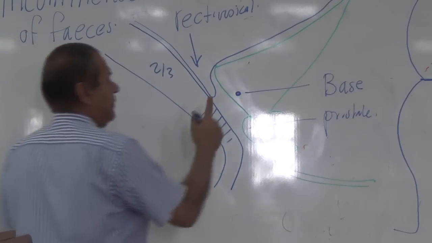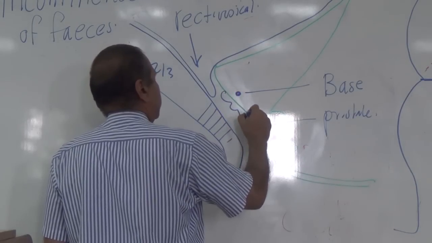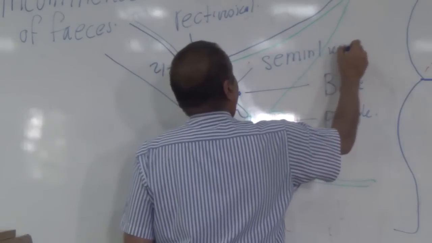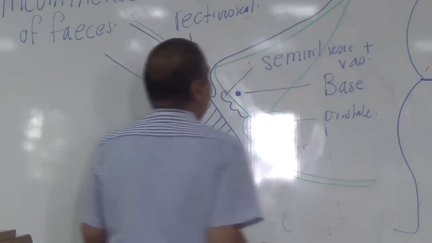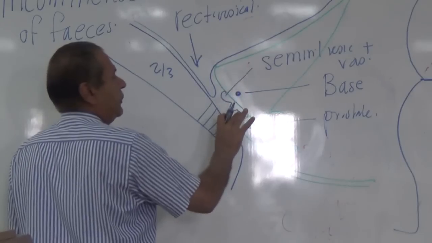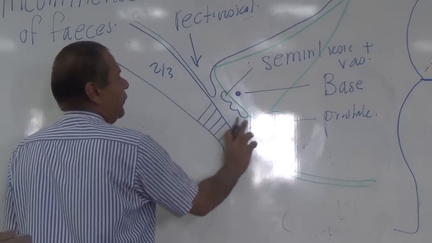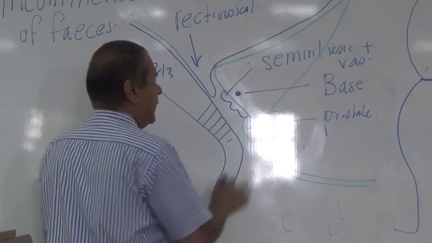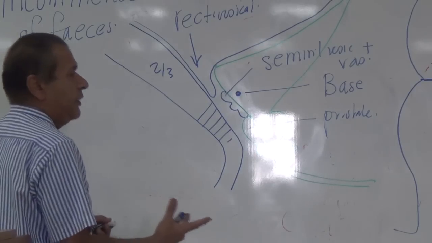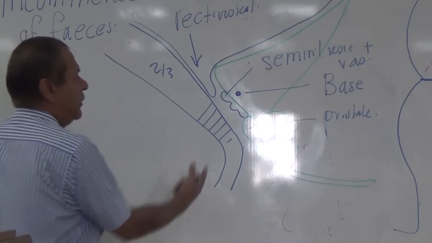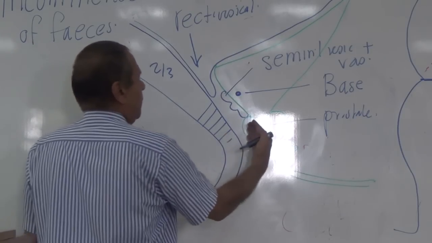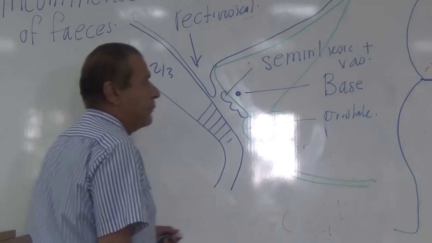The bladder base in male contains the seminal vesicles and vas deferens. So simply, anterior to the rectum, I'll find the base of the bladder, and on the right posterior, the seminal vesicle and the vas. I'll find the prostate, which is important, because you can examine the prostate by doing a PR examination of the patient. You can feel the prostate, estimate the size, estimate the enlargement, and you can feel cancer of the prostate through the PR examination, because the prostate lies immediately in front of the ampulla of the rectum.